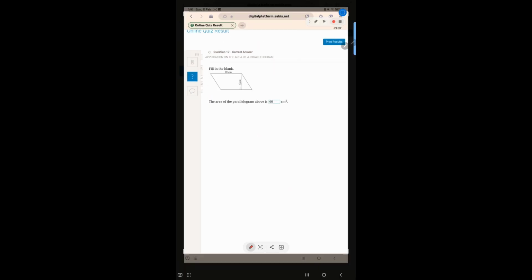The area of a parallelogram can either be base times height or diagonal times diagonal, based on what is given. Here they gave you the base and they gave you the height. So you just do 10 times 6, which is 60.